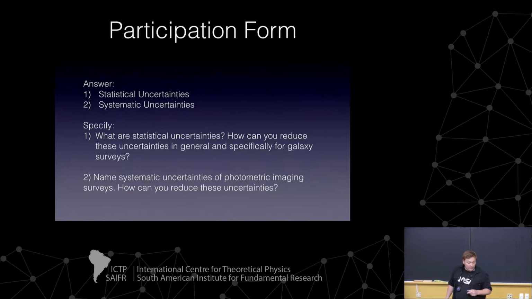Okay, number 2, name systematic uncertainties of photometric imaging surveys, and how can you reduce those? And that is a much more complex question, so generic general answers are fine. Who wants to take this? I'll help with that.